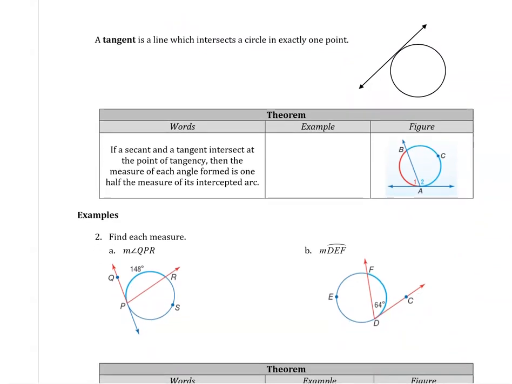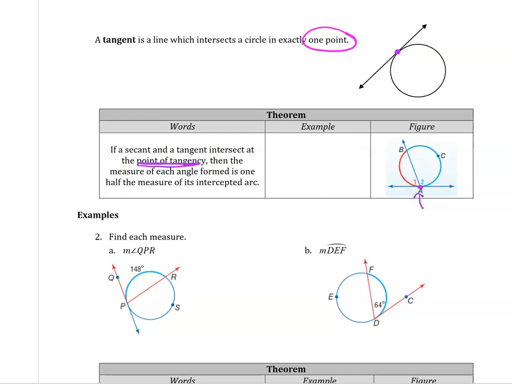Now here's a word that I said at the very beginning of the video that I haven't defined yet, and that's a tangent. Now a secant intersects a circle in two places. A tangent intersects a circle in exactly one point. So right there would be your point of tangency. Okay, so our first theorem that we're going to use that has to do with this is: a secant and a tangent intersect a circle at the point of tangency. So again, here's your point of tangency.